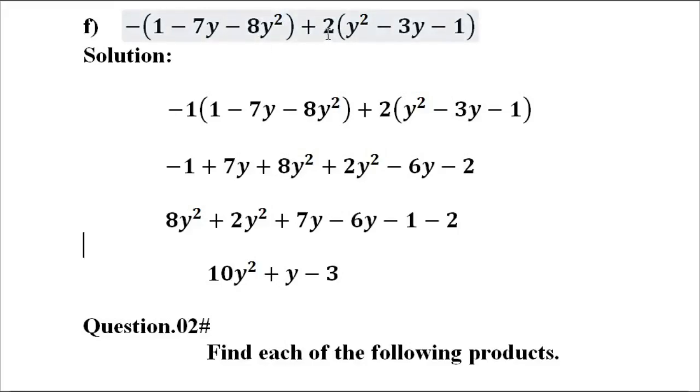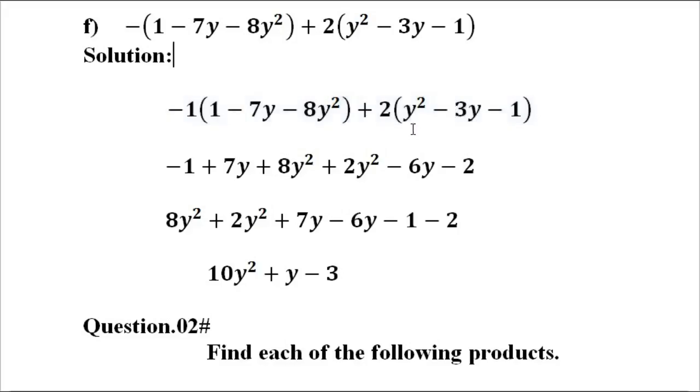8y squared, positive 2 into y squared, negative 3y, negative 1. I'm going to distribute the negative sign before the parentheses. Remember, if we can't see a number in front of the parentheses, we can always write in the number 1. So what I can really change this problem to is negative 1 and then in parentheses 1, negative 7y, negative 8y squared, positive 2 into y squared, negative 3y, negative 1.